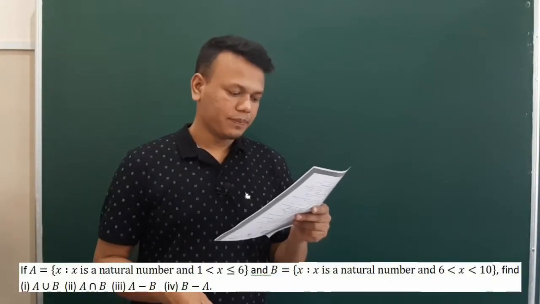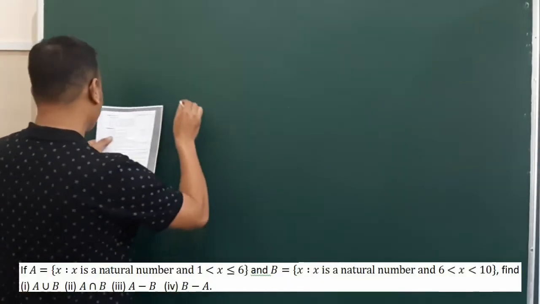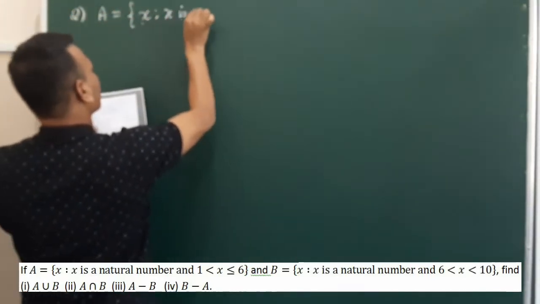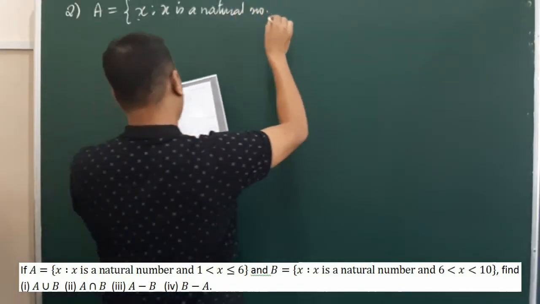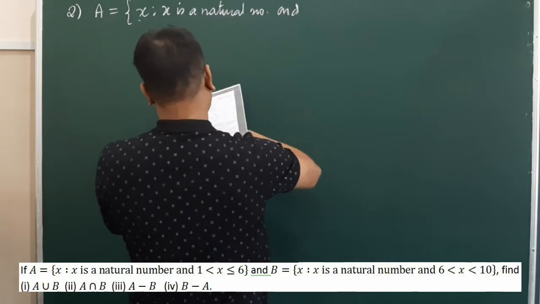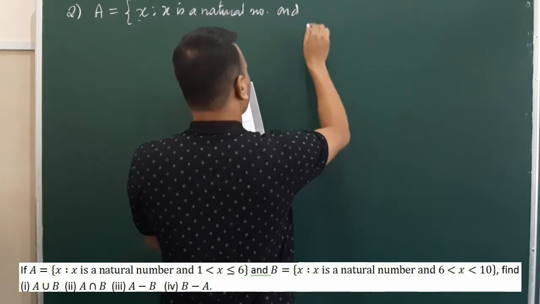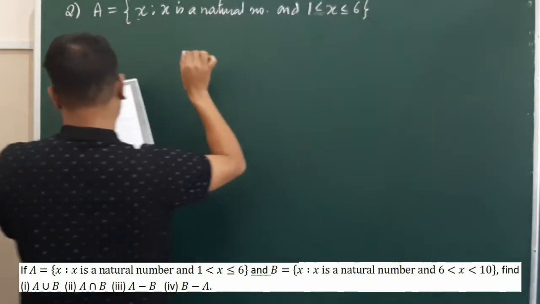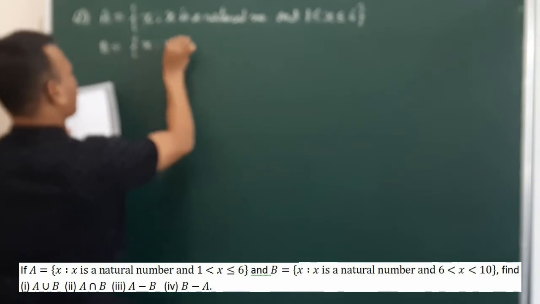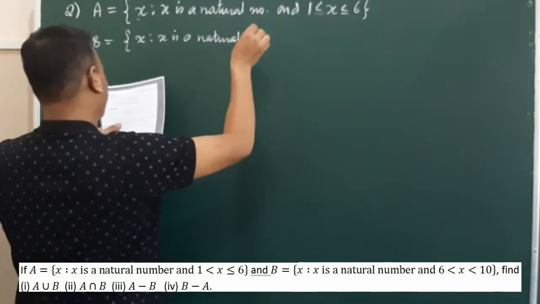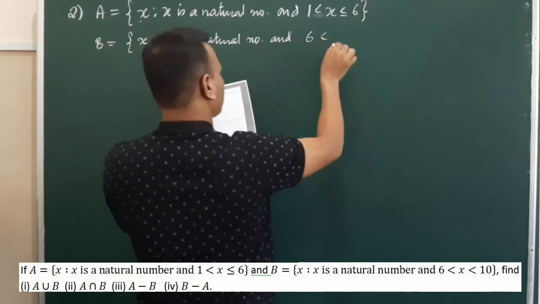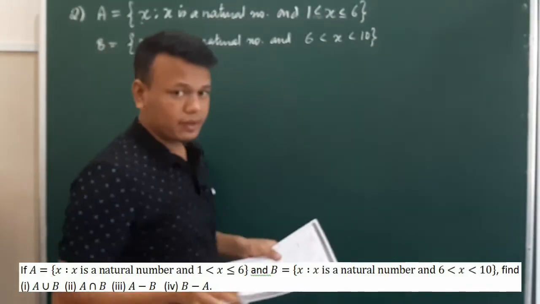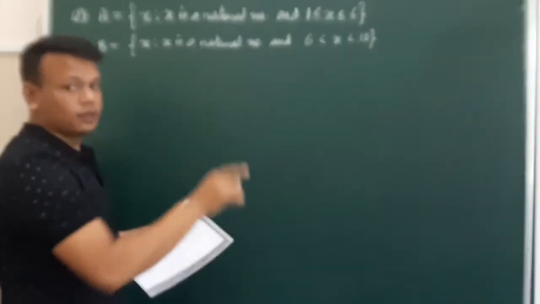So question number 2 says, if A, let me write down what are the sets given here. Okay, so these are the two sets given. Now let us see what are these sets in roster form.